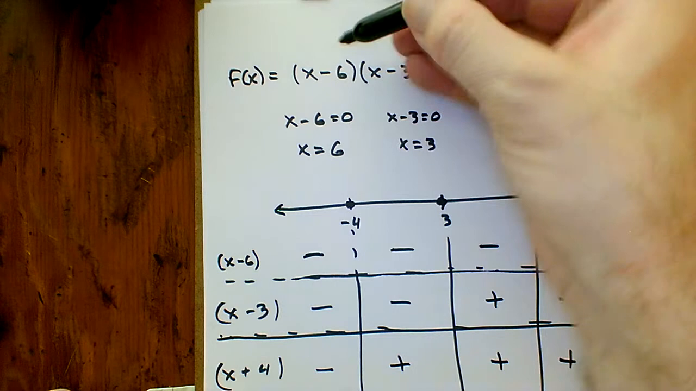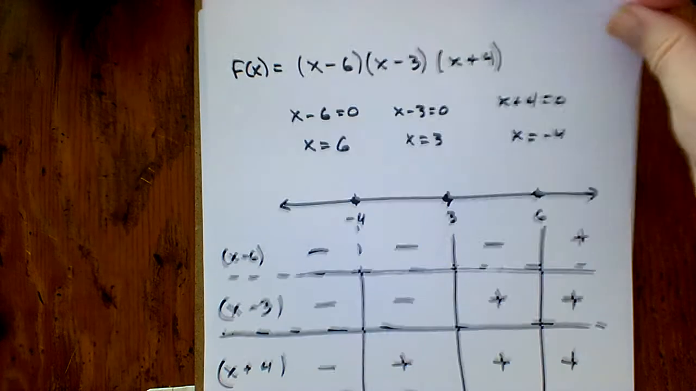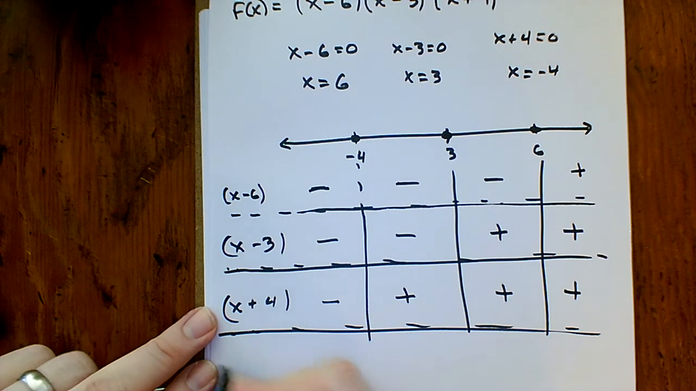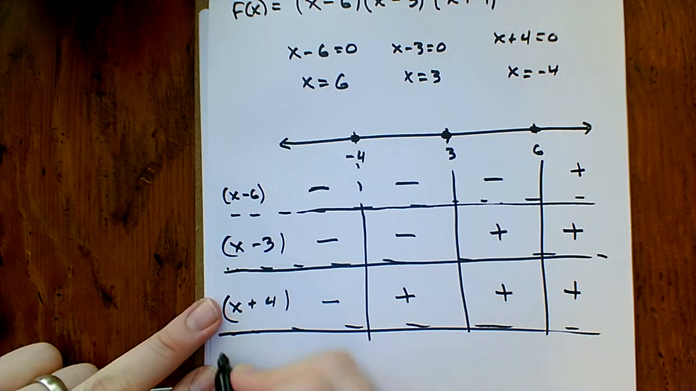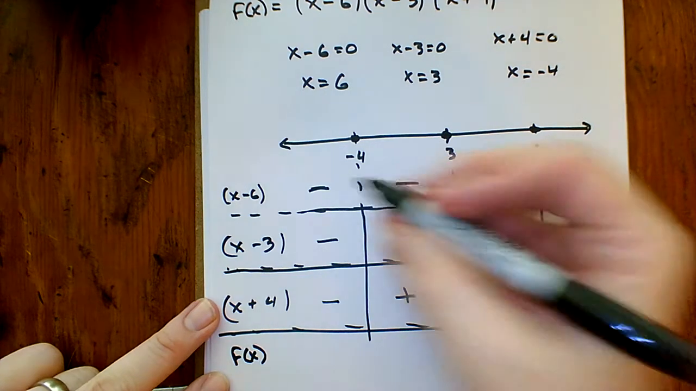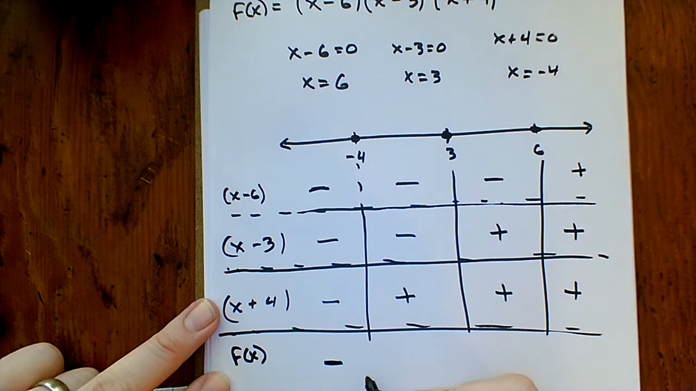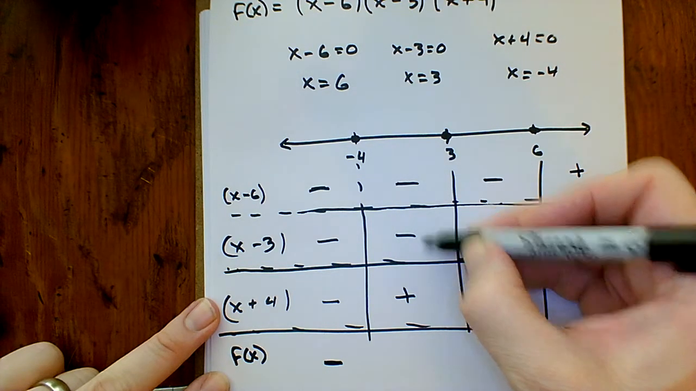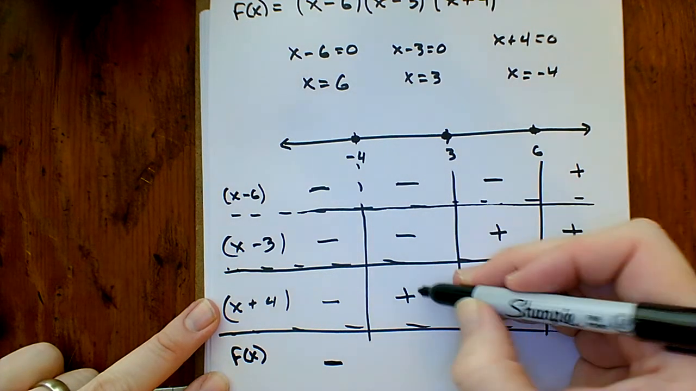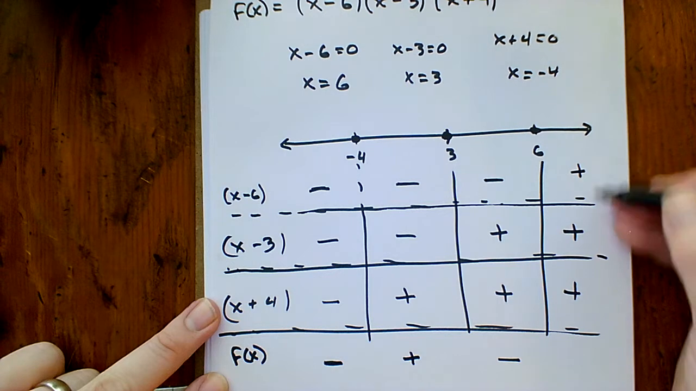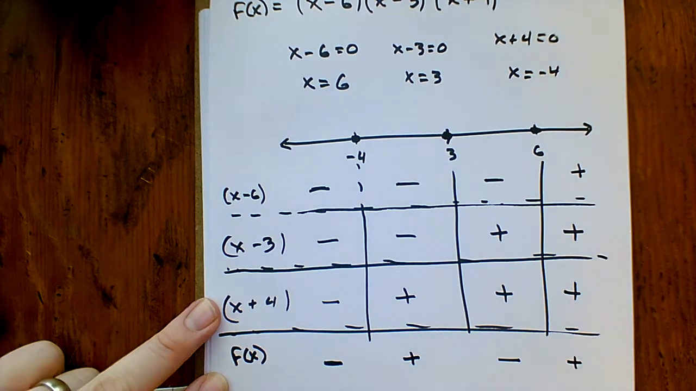And because I've only got these 3 factors, I can see what the overall behavior of my function is going to be. I can think of this as the combo of my overall function. A negative times a negative times a negative would be a negative. A negative times a negative times a positive: negative times negative is positive, times positive is positive. Negative times positive is going to be negative. And a positive times a positive times a positive is a positive.